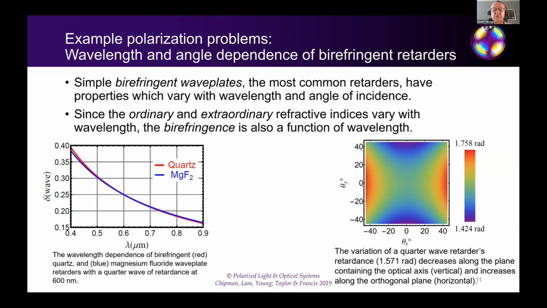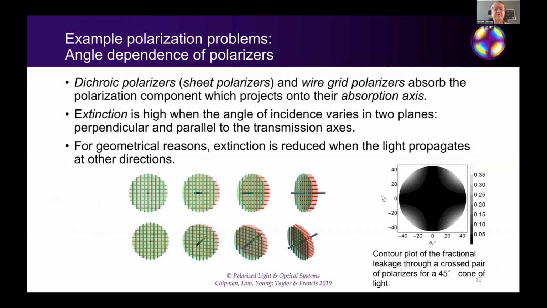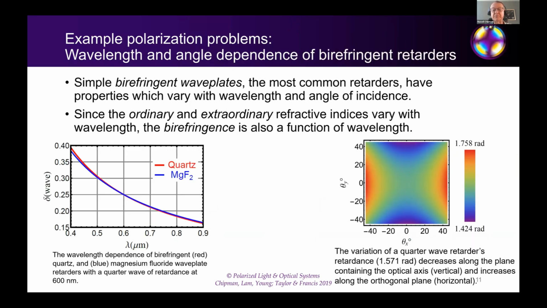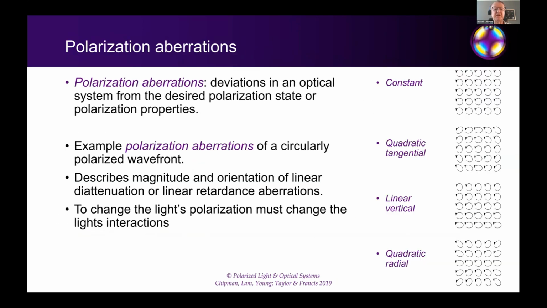So we see that our polarizers are imperfect. They have aberrations. Our retarders are imperfect. They have aberrations. And so we would define polarization aberration as deviations in an optical system from the desired polarization state or the desired polarization properties.